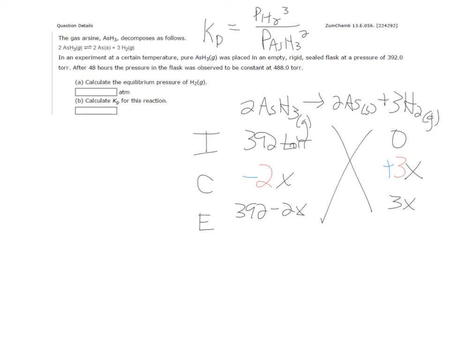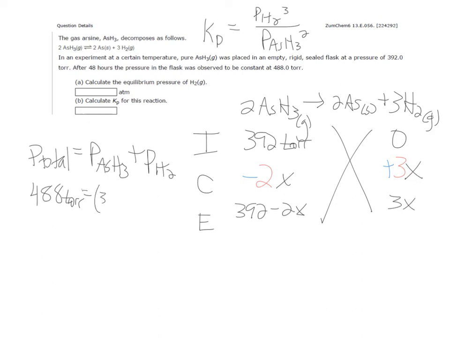Now, for a little bit of Dalton's law, we know that at equilibrium, the total pressure was observed and measured. The two gases in the flask are AsH3 and hydrogen. So according to Dalton's law, the partial pressure of both of those gases should be equal to the total pressure. Well, they gave us the total pressure. They said it was 488 torr. That should be equal to the sum of the equilibrium expressions involving the other two gases.